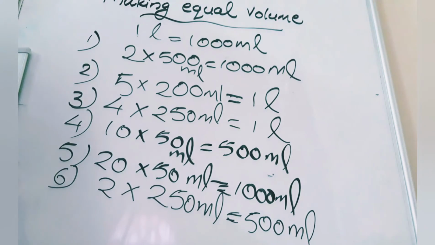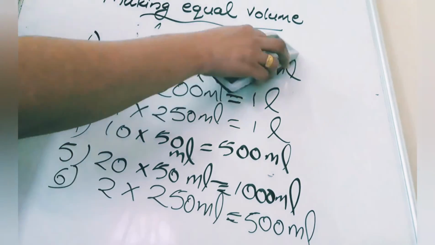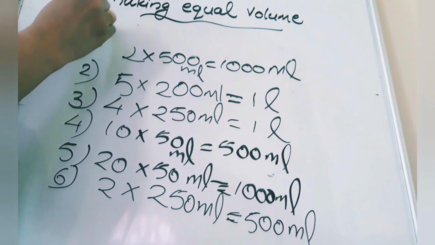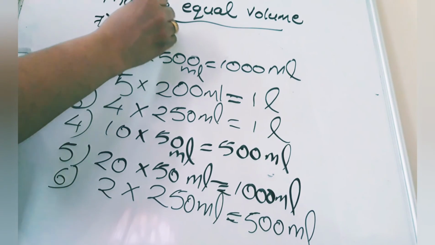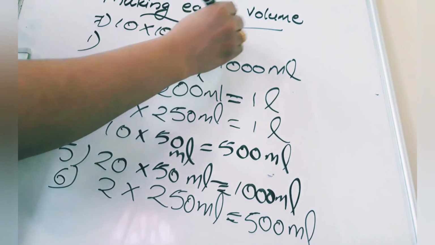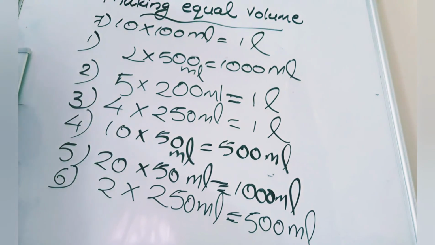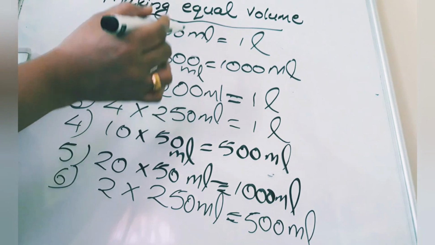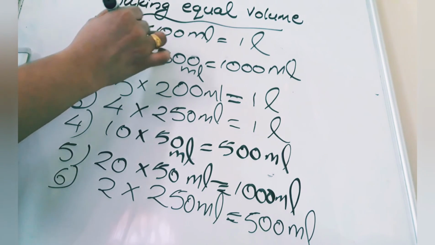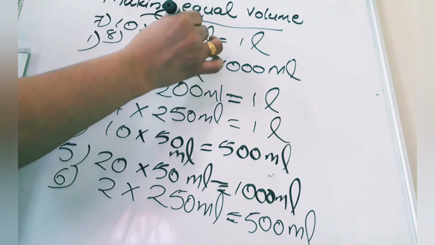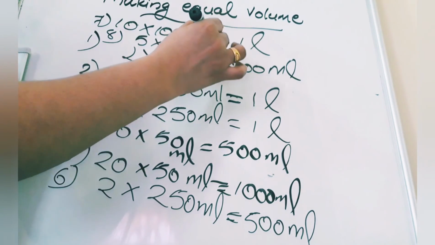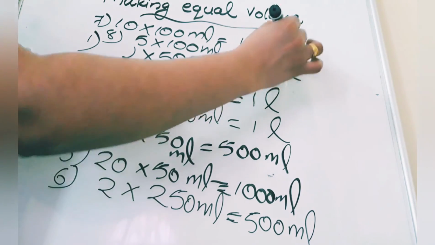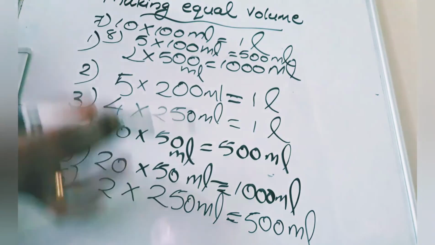Now two more are there. 10 into 100 is 1000. We have learned that also. 10 into 100 ml is equal to 1 liter or 1000 ml. Then you can remember like this also. 5 into 100 is equal to 500. This is simple. 5, not 10. 5 into 100 ml equal to 500 ml. So all these you have to keep in mind.